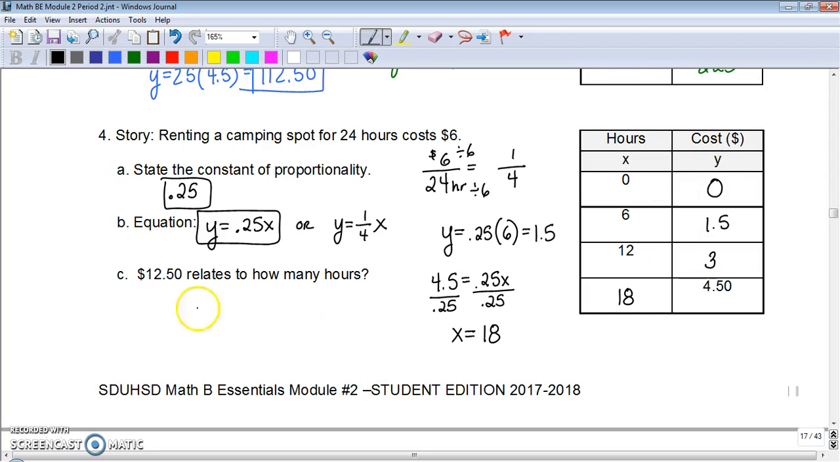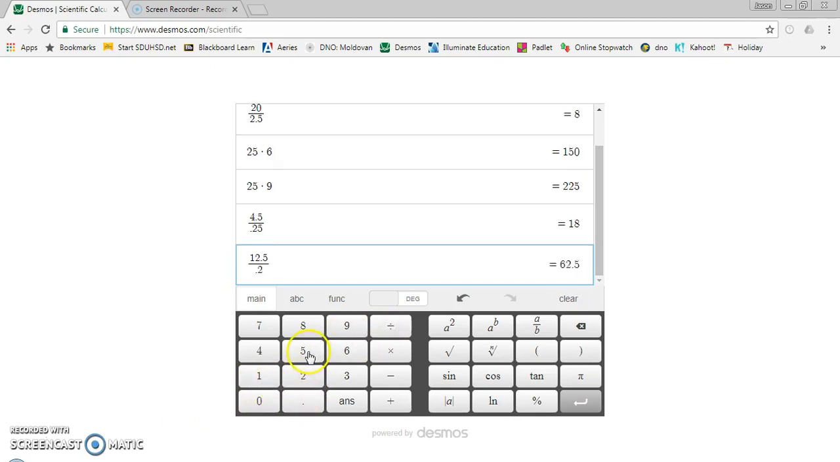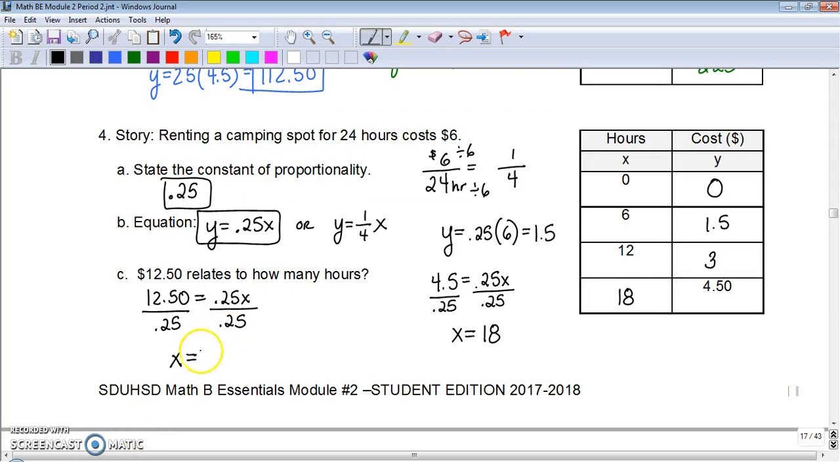Okay, I have my table filled out. The last thing is it says $12.50 relates to how many hours? So I'm going to set that equal to my y. My y is my cost. And I'm going to solve for however many hours that is going to be. 12.5 divided by 0.25 is 50.